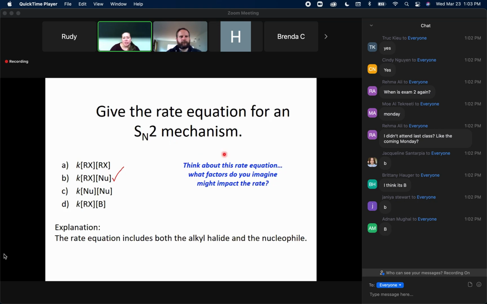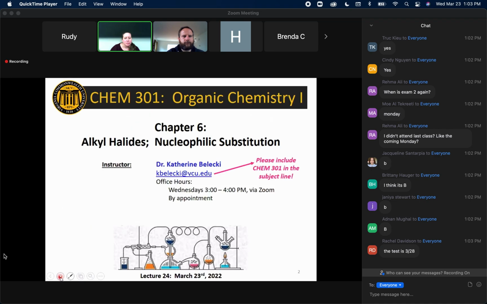So on your own, I want you to think for a second about this exact rate law that depends on the alkyl halide and the nucleophile, and think about what factors you might imagine impacting the rate and impacting how this reaction occurs, whether it's an easy reaction to do or a hard reaction to do. And we'll talk about this throughout most of the class today, or part of the class today, I guess I should say. So you don't have to answer this right now, but just be thinking about this in the back of your mind on your own.